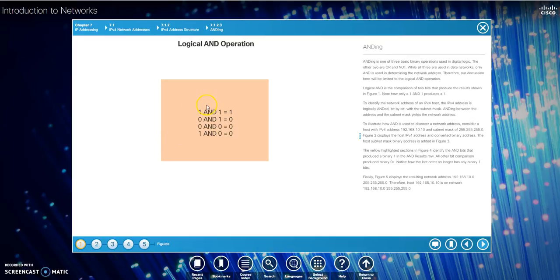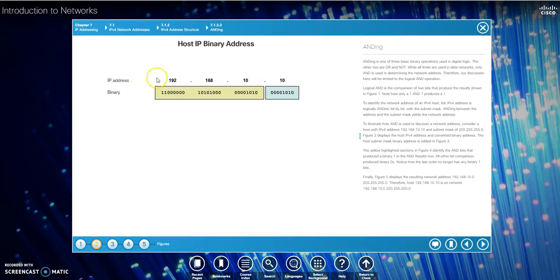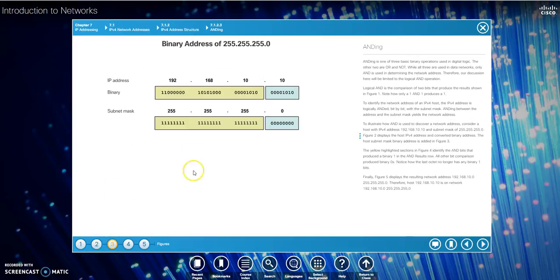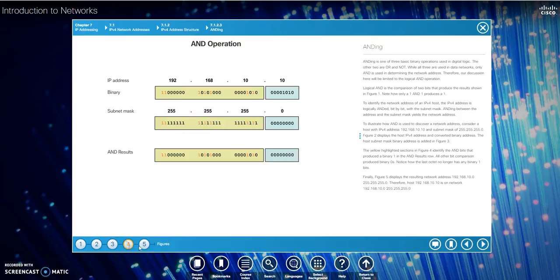Now we have something called ANDing. Break down what you got into binary. Break down your subnet mask into binary. Then 1 and 1 equals 1. Anything else is a 0. This is where you end up with your network address. It's a good way to double check.